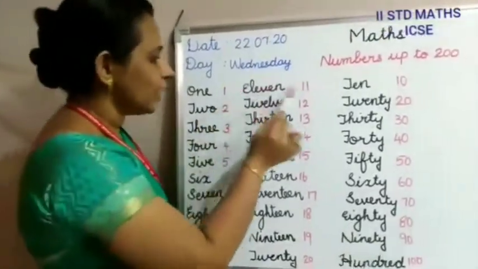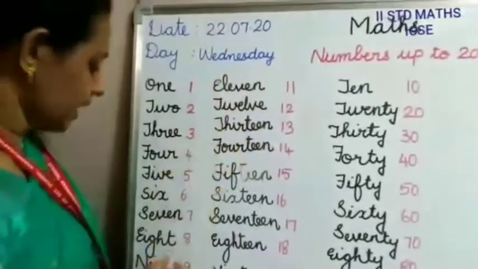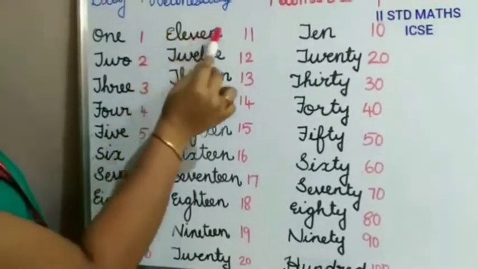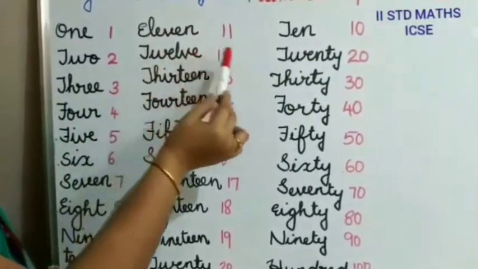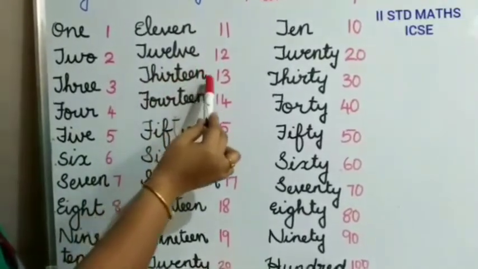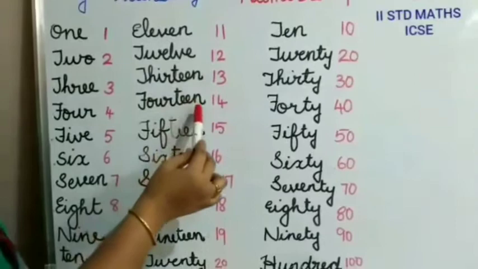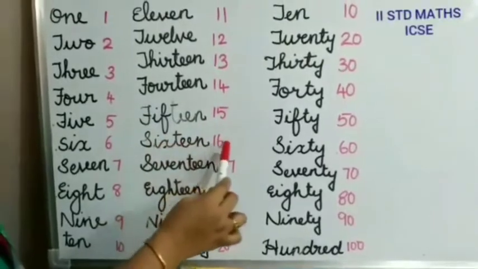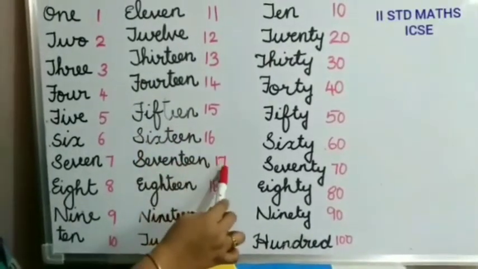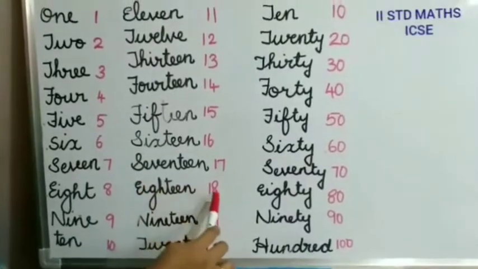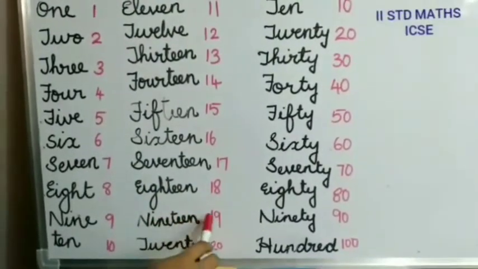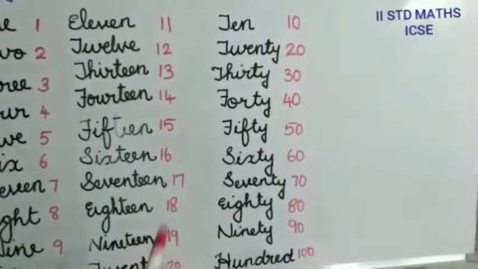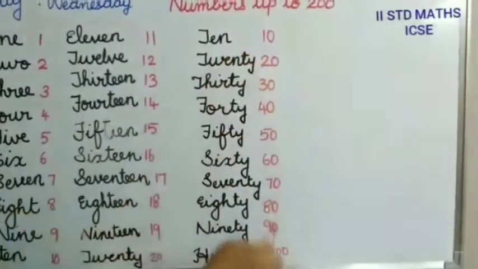Now we are going to see how to write the two-digit numbers. We know two digits start from 10 to 99. So, what is the spelling of 11? E-L-E-V-E-N. T-W-E-L-V-E, 12. T-H-I-R-T-E-N, 13. F-O-U-R-T-E-N, 14. F-I-F-T-E-N, 15. S-I-X-T-E-N, 16. S-E-V-E-N-T-E-N, 17. E-I-G-H-T-E-N, 18. N-I-N-E-T-E-N, 19. T-W-E-N-T-Y, 20.